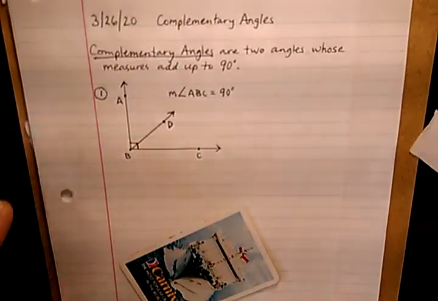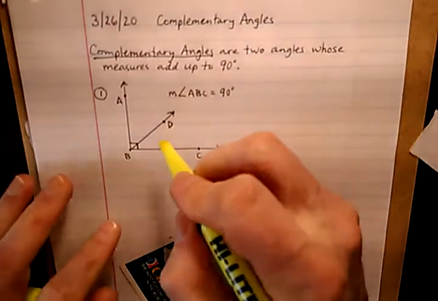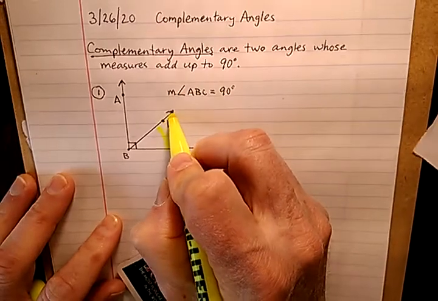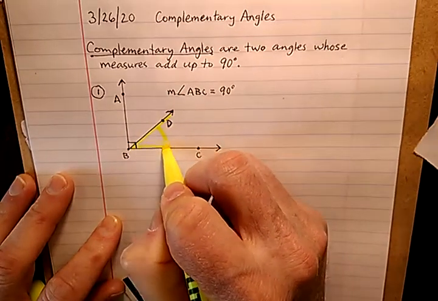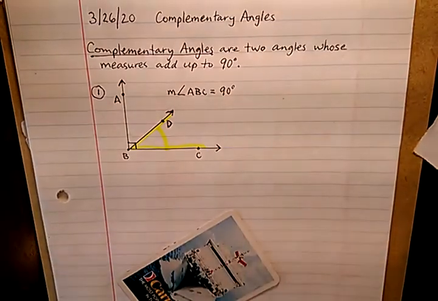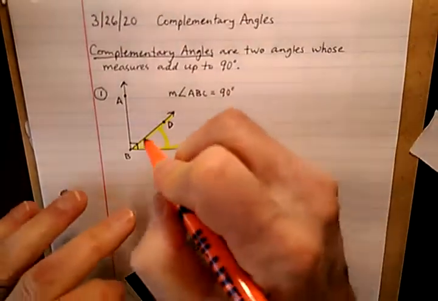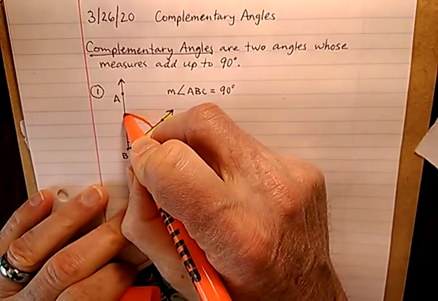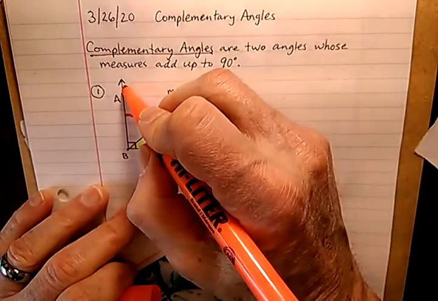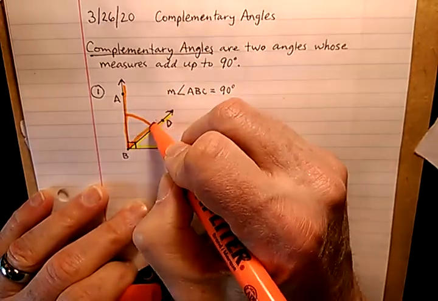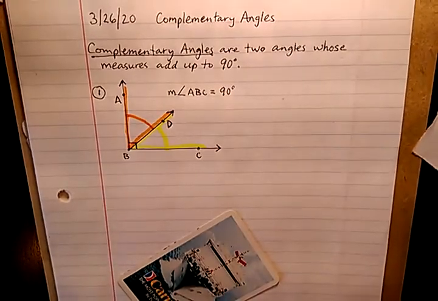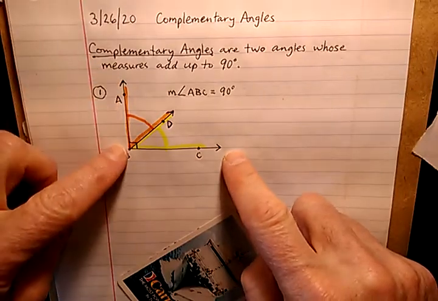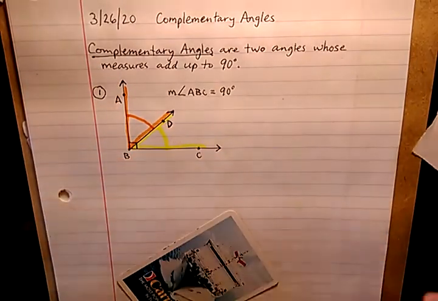So now we have two angles because we've got this rotation from here to there, and that's going to be angle DBC. But we also have another angle here. If we were to rotate the ray from there up to there, that's angle ABD. So two angles, but we know that those two angles add up to 90 degrees because we started with angle ABC, which is 90 degrees, and we just cut it into two parts.